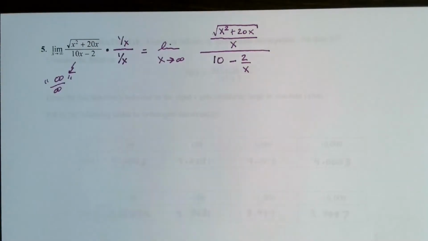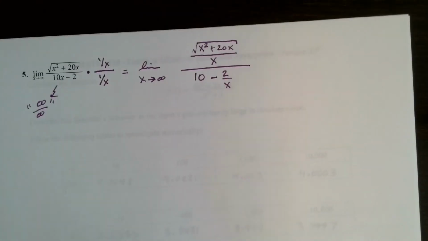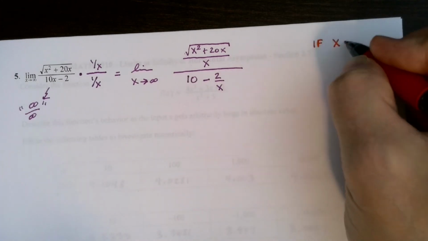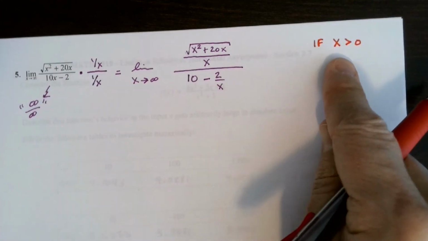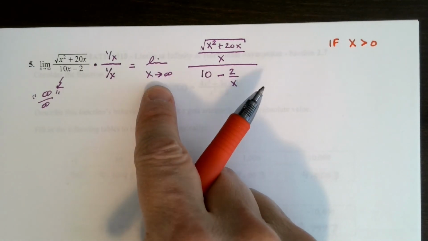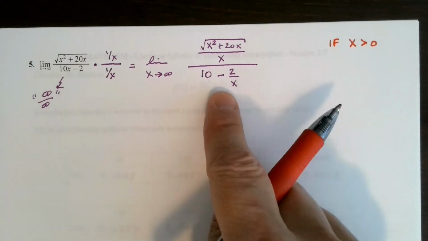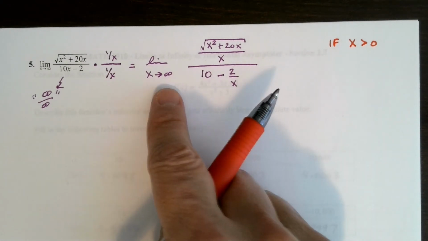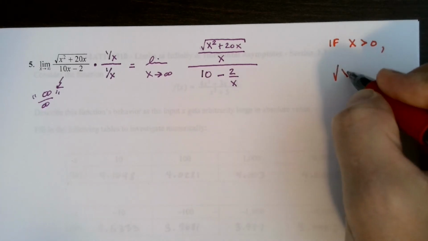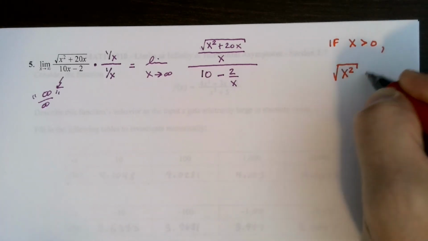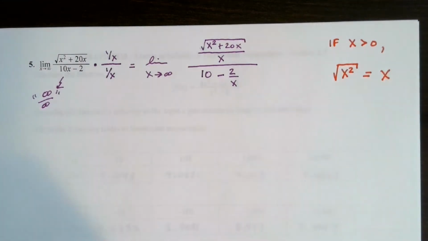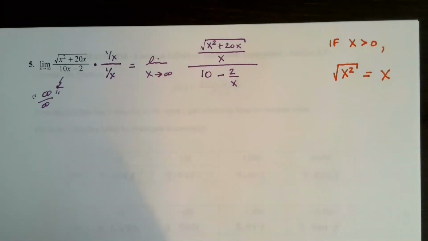And so how am I going to handle this? Well, the way I'm going to handle this is by this relationship here. If x is greater than 0. Do we know that x is greater than 0 in this limit process over here? Yeah, because we're going to positive infinity, right? We're going through the positive values, so we're way in the positive realm. So this is true. If that's the case, then what is the square root of x squared? Answer, it is equal to x. Right? And that's my trick.